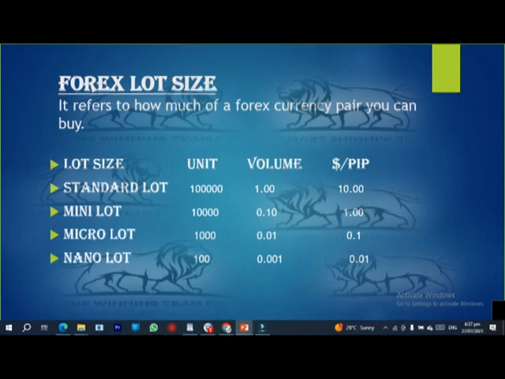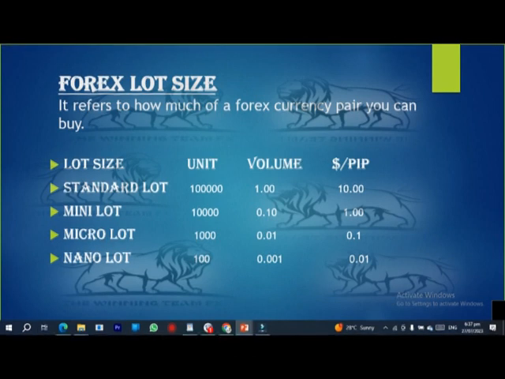For the mini lot, that is the 10,000 units. That is 0.10. Per pip movement, that is $1. For the micro lot, that is 1,000 units. That is 0.01. Per pip movement, that is 0.10 cents.